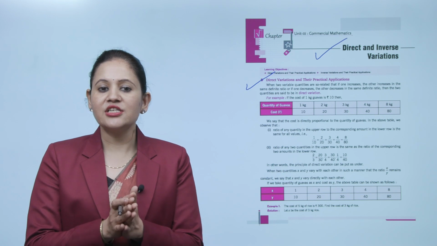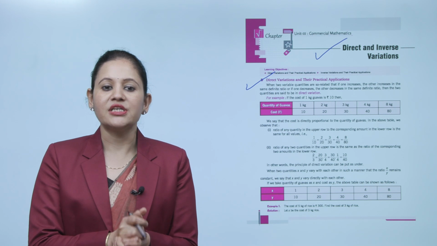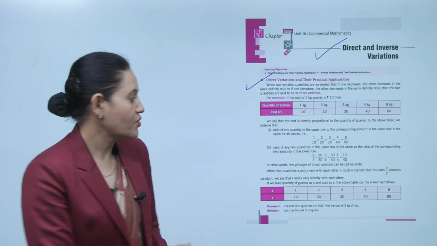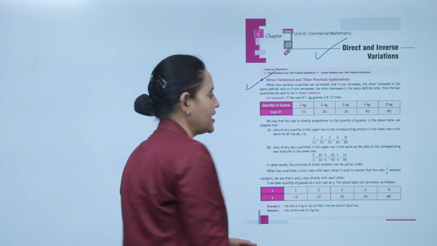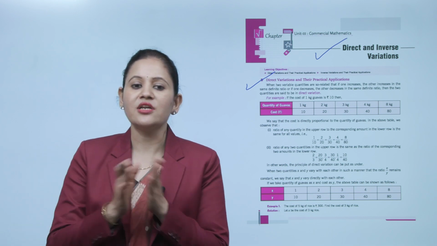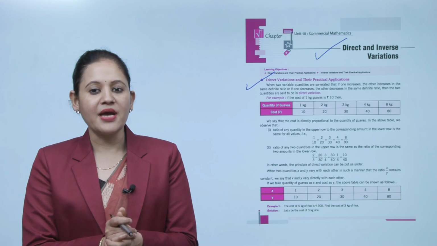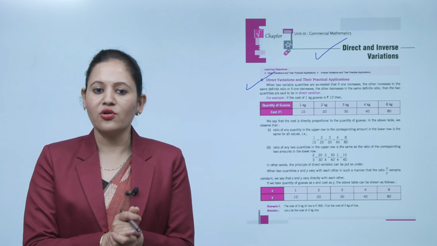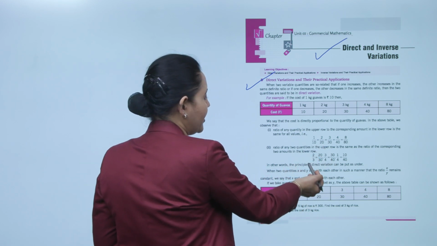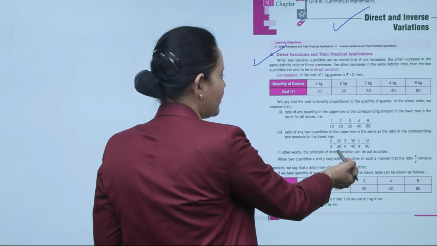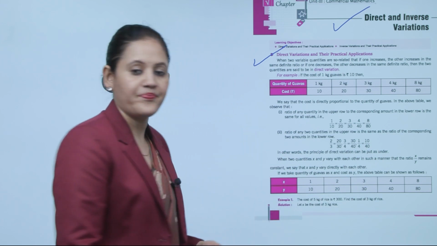We observe that the ratio of any quantity in the upper row to the corresponding amount in the lower row is the same for all the values. So 1 by 10, 2 by 20, 3 by 30, 4 by 40 and 8 by 80. So the ratio will remain constant. The ratio of any two quantities in the upper row is the same as the ratio of the corresponding amounts in the lower row. Like 2 by 3, 20 upon 30, 3 by 4, 30 upon 40, 1 by 4, 10 upon 40.